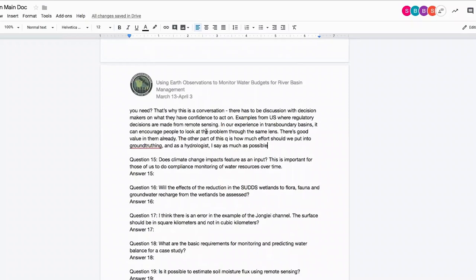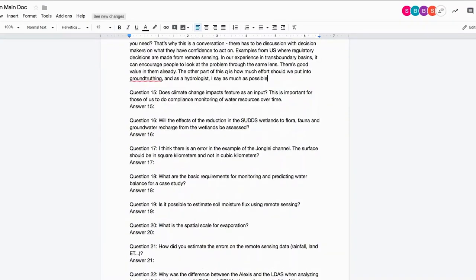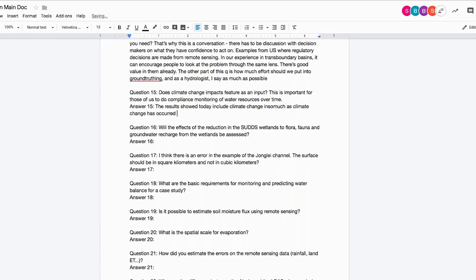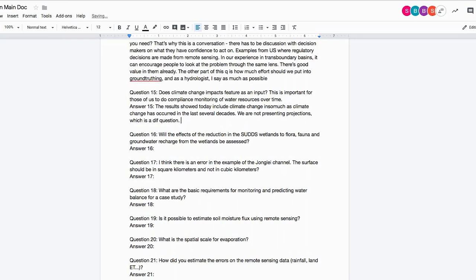Does climate change feature as an input? Is it important for those of us who do compliance monitoring of water resources over time? So the results that I show today include climate change in so much as climate change has occurred in the past several decades. We are not presenting projections here. That's a different question. So for the first part, the monitoring, certainly there are changes that we see in the record, and we believe we're accounting for them.